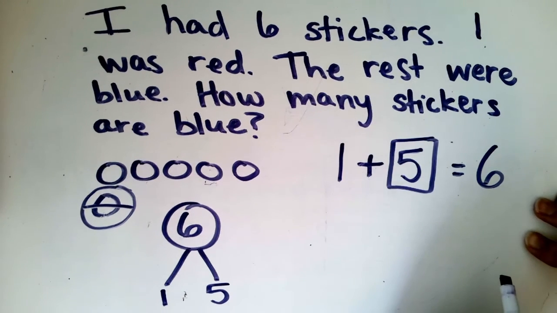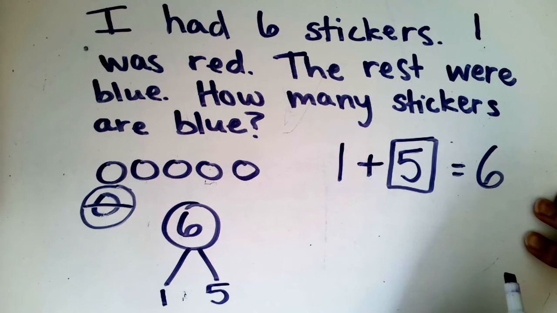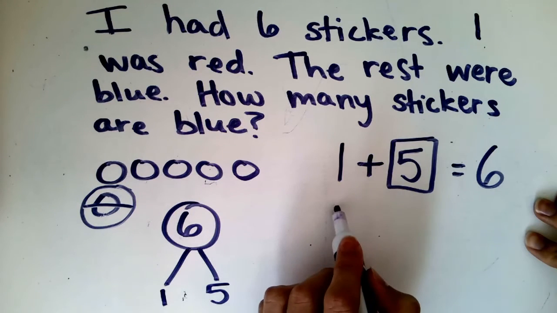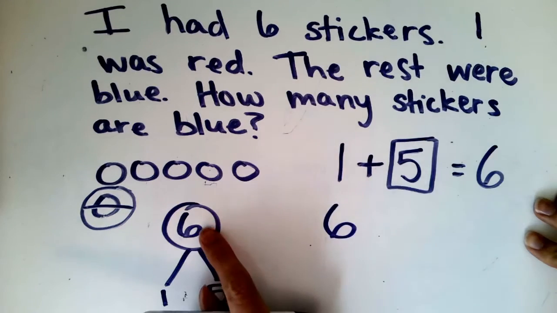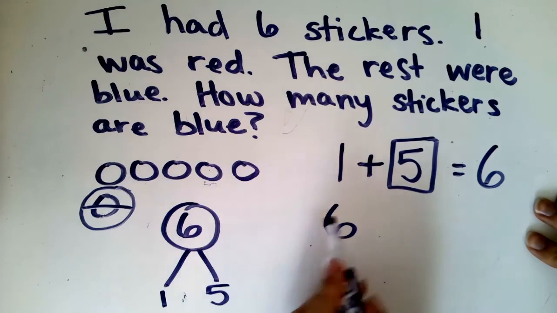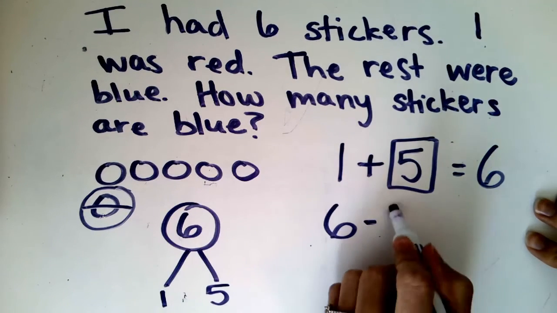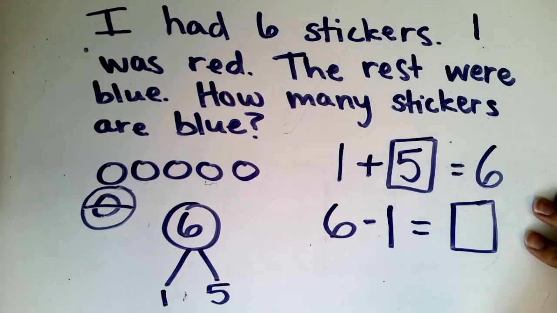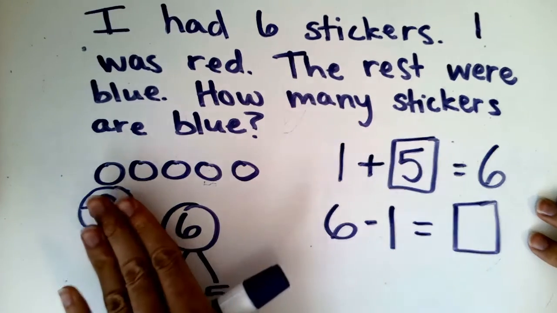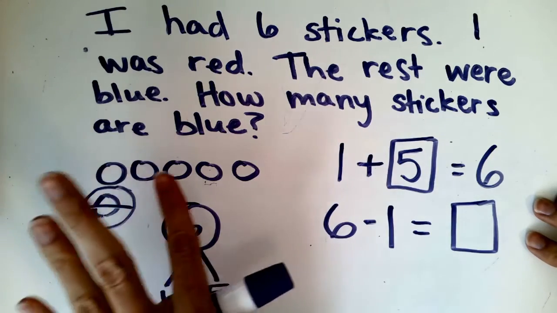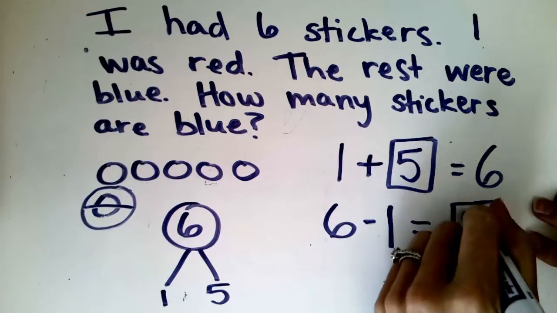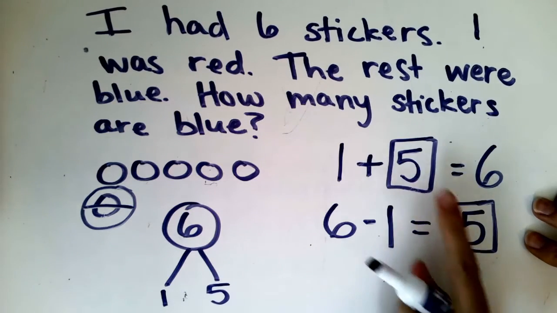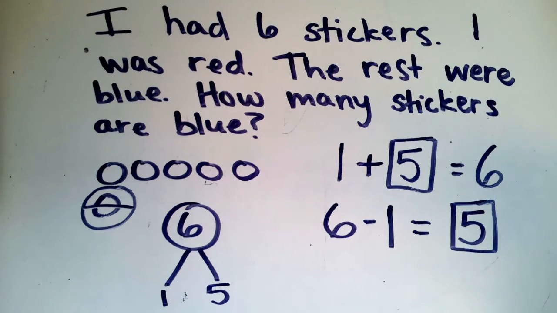Okay. Now subtraction. What number do I need to start with to subtract? I need to start with the number 6 because it's my whole number. 6 take away 1, the part we knew, equals something. If we had 6, we separated 1. We had 1, 2, 3, 4, 5 left. We found the same missing part with 2 different number sentences. Awesome sauce.